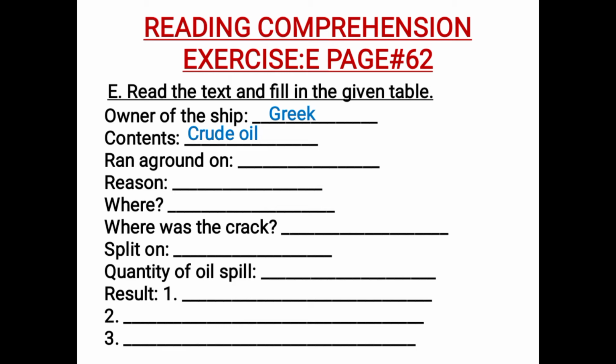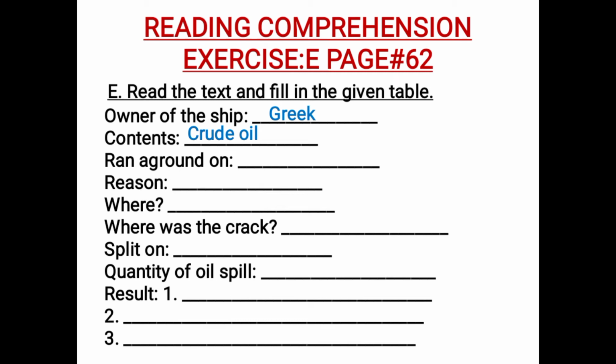Then you have to write the place, where this happened. Then you have to write where the crack was. There was a crack in the hull of the ship. Then you have to write the date on which it split completely. The date when it started to spill was different. First it just started to spill. ठीक है, पहले सिर्फ spill हो रहा था, it was just dripping, but ultimately what happened? The ship split. So there were two different dates for both of the events. You have to read the chapter and find out both the dates.